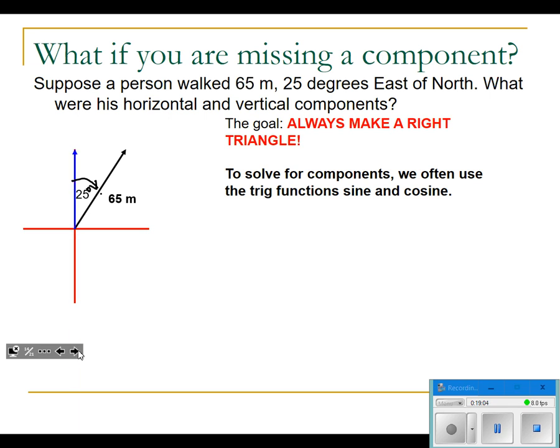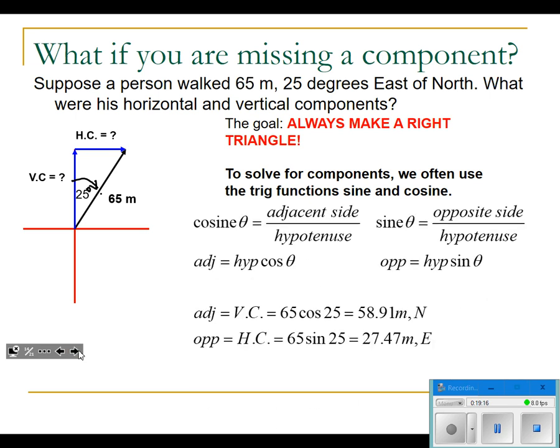So I want to be able to go up, and then I'm going to go over. So I have to find my vertical component or my y component, and then my horizontal component or my x component. So to find the horizontal component, my horizontal component would be my opposite side, because this is my opposite side. And my vertical component would be my adjacent side. So I would use cosine to find my vertical component, and I would use sine to find my horizontal component.